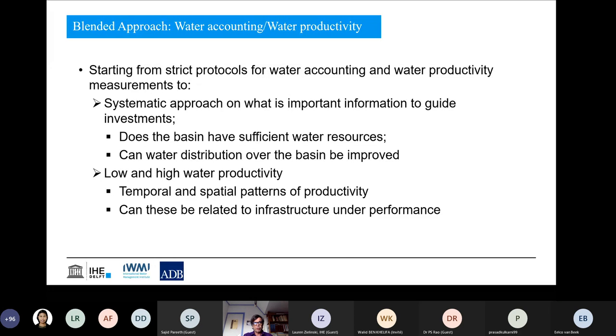Of course, the water accounting comes in looking into, do we have sufficient water resources for the development that we propose, can the water distribution over the basin be improved, and do we still have enough environmental water? So specifically here we look at low and high water productivity, and then see also what is behind these temporal and spatial patterns of productivity, and can we do something with projects on that? Can it be related to infrastructure underperformance? Can it be related maybe to institutional things that we can improve? Next slide.